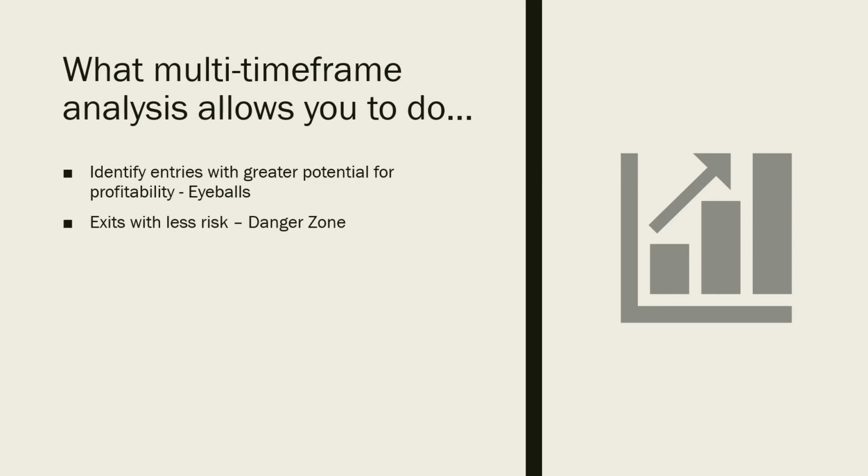Multi-time frame analysis also allows you to exit with less risk. And the reason why is because you're typically able to exit closer to the danger zone. When you get multiple time frames lining up, you're able to buy closer to where you would set your stop loss. And for that reason, you're able to take less risk on the trade overall. On the upside, you could capture more profits with better risk management.